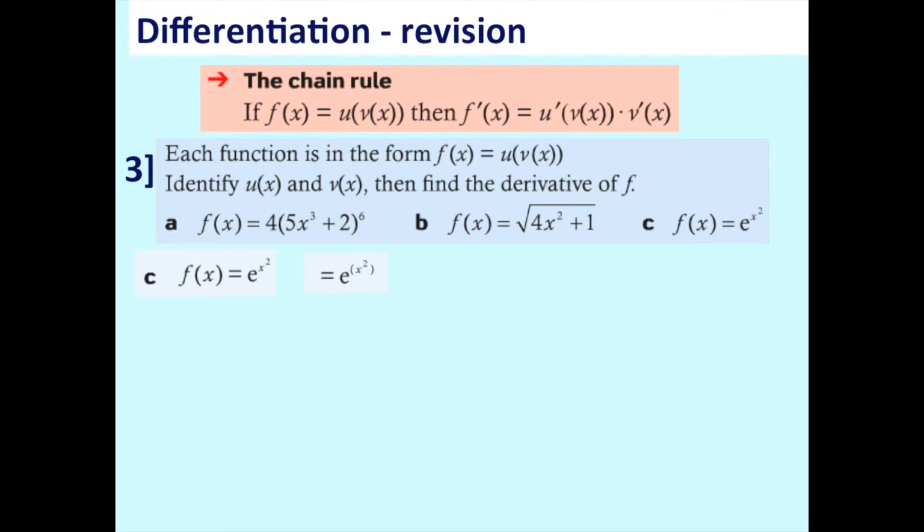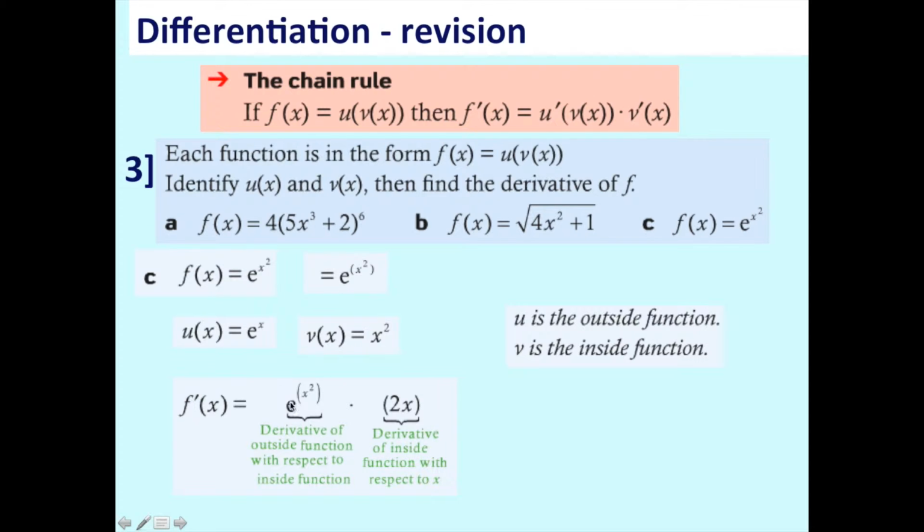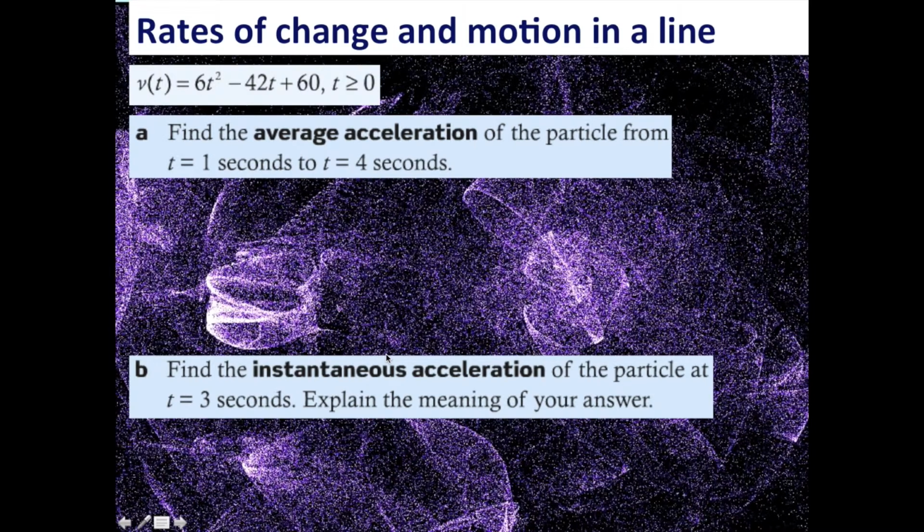Part C, again, recognizing that we've got e to the x, and then we're designating v of x as x squared. So if we find the derivative of e to the x, that is in fact e to the x, but remember we substitute in for v of x here, which gives us x squared, and multiply by the derivative of v of x.